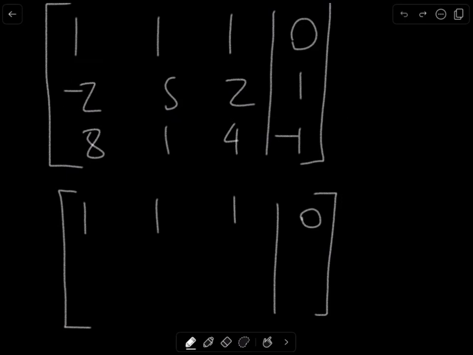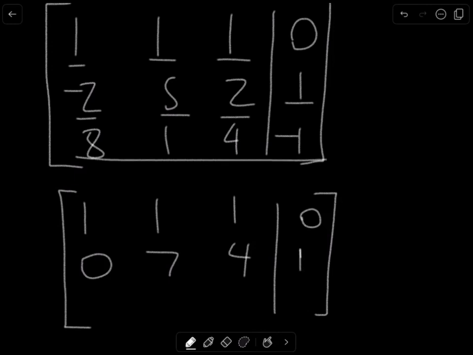What I can do is take the second row and add 2 times the first row. So it's going to be minus 2 plus 2 times 1, that's 0. It's going to be 5 plus 2 times 1, that's 7. 2 plus 2 times 1, that's 4. 1 plus 2 times 0, that's 1. This one, how do I make that 8 become 0? Well, I'll take 8 minus 8 times the first row.